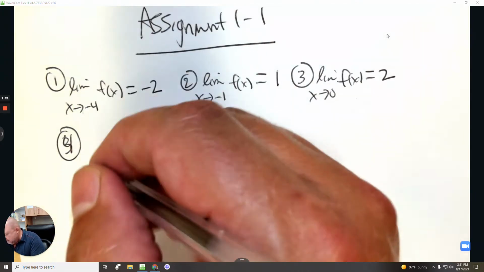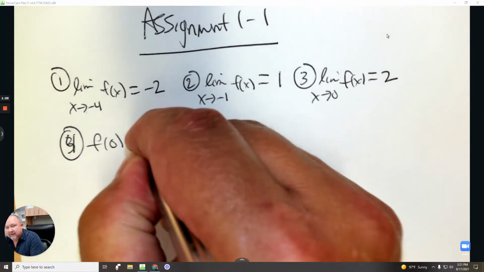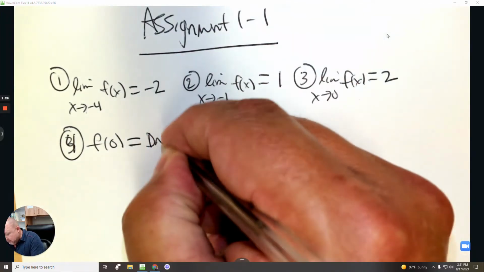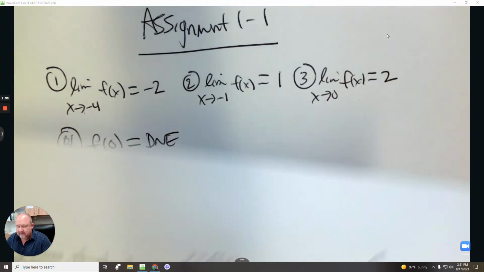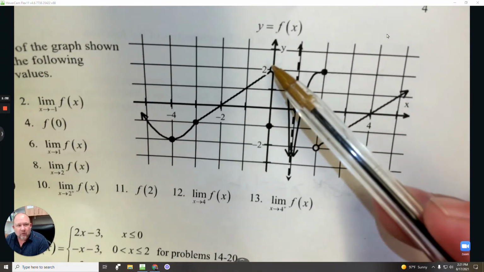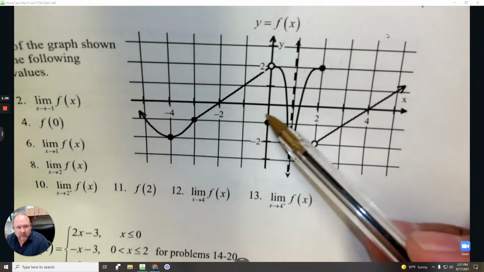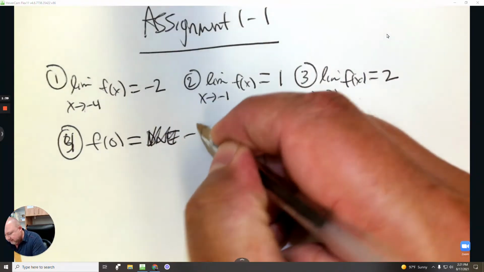What's the limit? No, this is a function question. What's the value at 0? There's a hole there, so it doesn't exist. Oh no, there's a point below. I didn't see it. So there's a hole here, but underneath there's a point. What's the y value here at the point? And it's -1, so scratch that out.